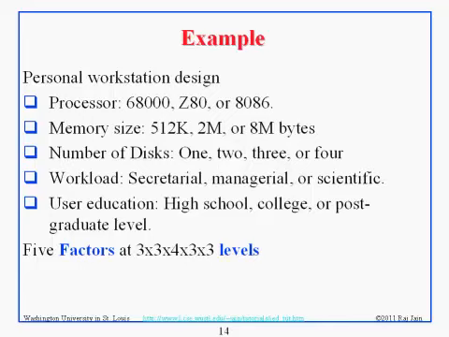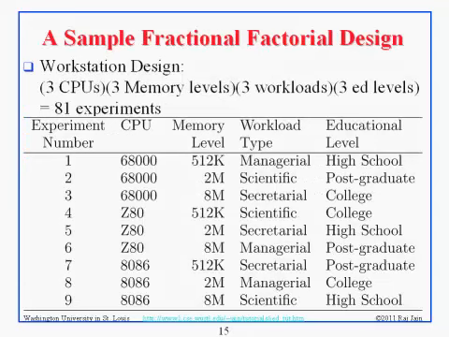So here's an example. If you have a personal workstation, now these processors we don't use anymore, but it doesn't matter whatever processor you use. You have 3 types of processors, 3 memory sizes, 3 or 4 disks, and workloads of 3 different kinds: secretarial, managerial, or scientific. And the users are of 3 different kinds: high school, college, or postgraduate level. For this workstation, if you were to do the analysis, you will need, as we saw before, 324 experiments.